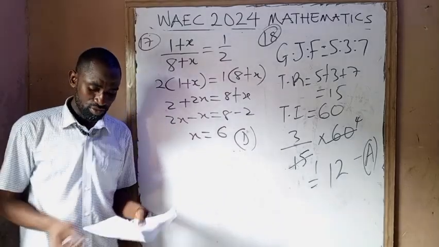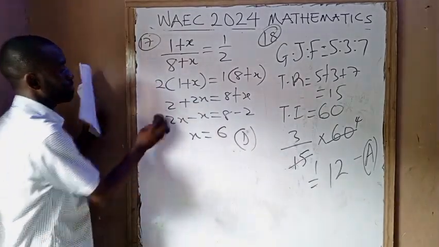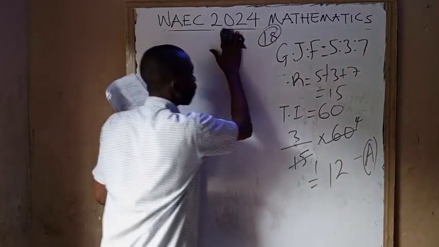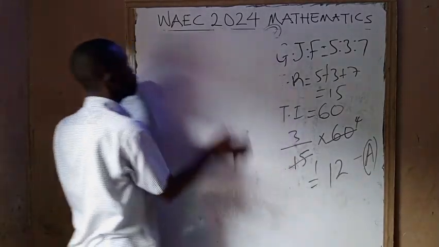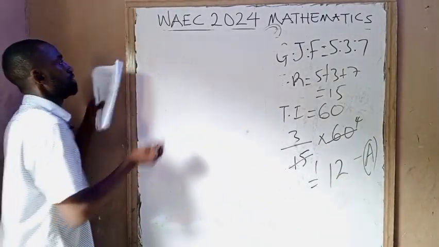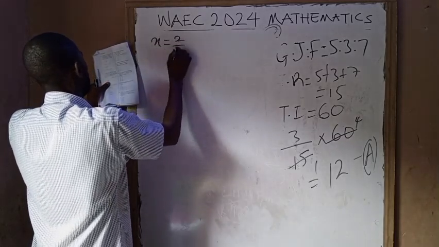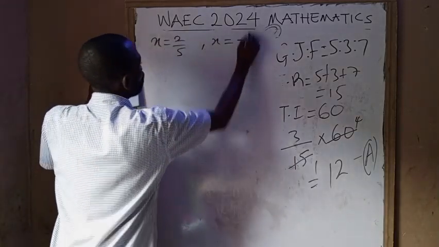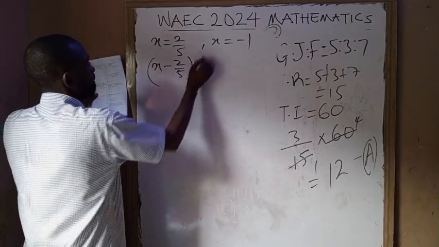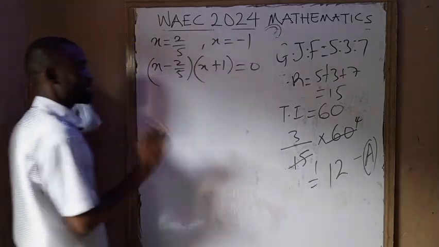Number 19 is on the construction of a quadratic equation whose roots are given. To construct a quadratic equation when the roots are given, we can solve it in two ways: either you use the formula or you do it like this. The roots are x equals 2/5 and x equals minus 1. So x minus 2/5, in brackets, times x plus 1, equals 0.